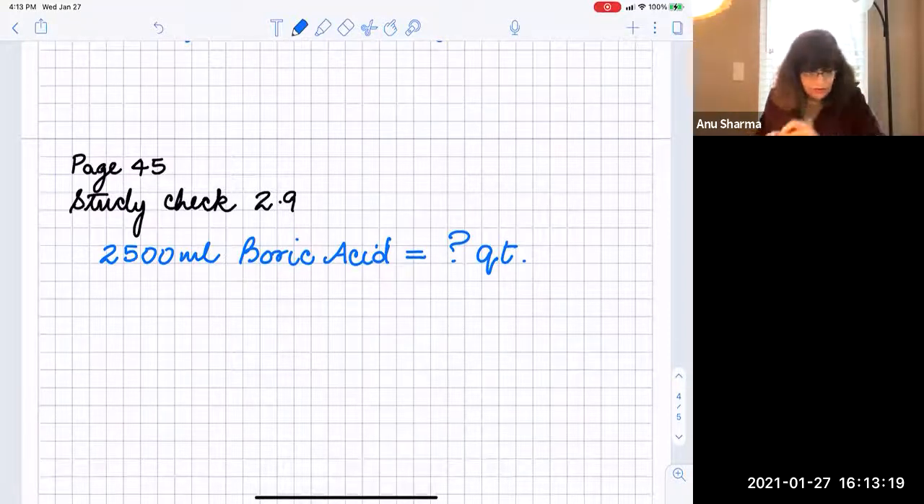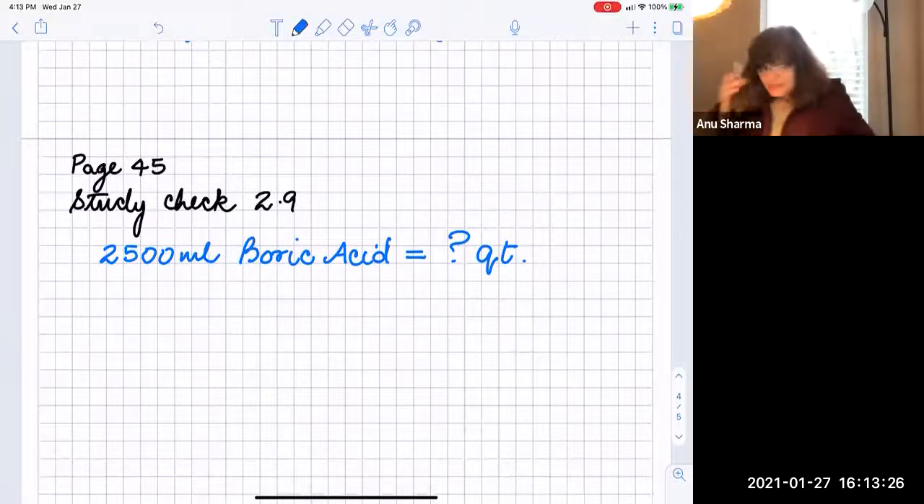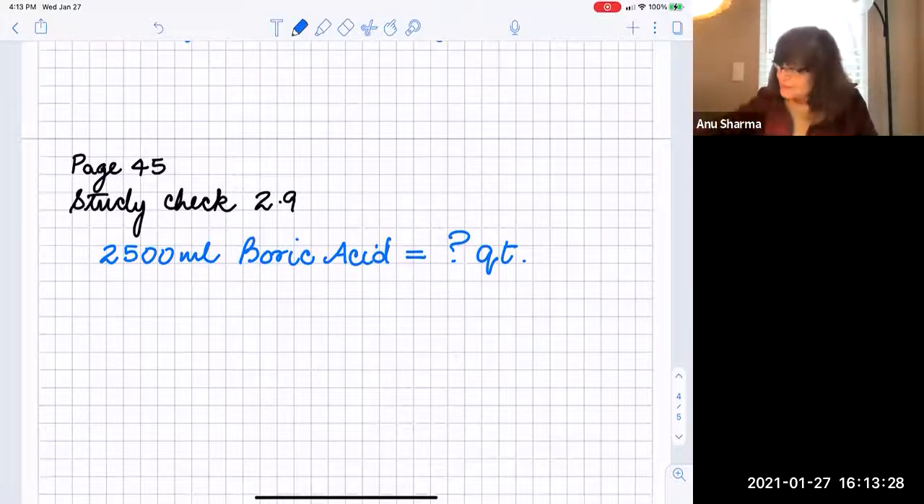Yeah, we have to do those. I think I missed the significant figures. Anyways, I have to do those also. Later on, I'll do that. Anyways, so let's do this. 2500 milliliters boric acid, convert that to quarts.